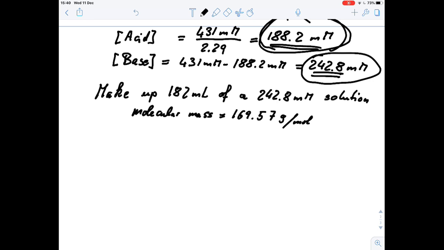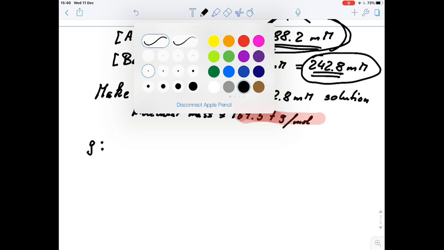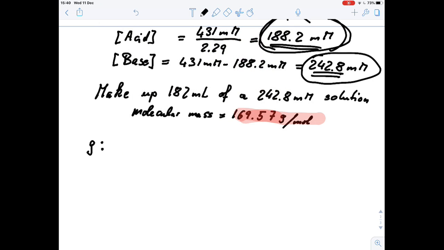So I am asking, how much of the base do I need to weigh in? And weight is usually measured in grams, so I write down my grams. Here are my grams. Do I have anything with grams on it? Yes, I've got this bit here where I have grams, so I just simply write 169.57 gram per mole. And I see I've got my grams already in the right position. So all I need to do is get rid of this mole.